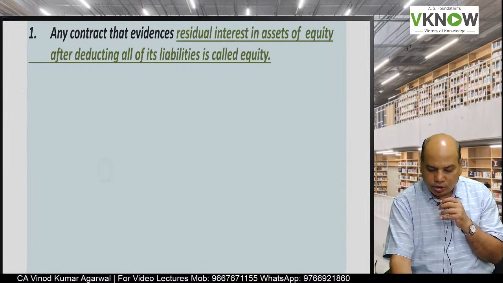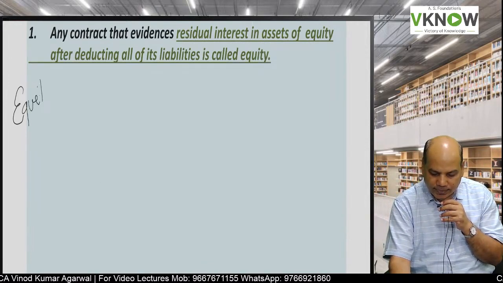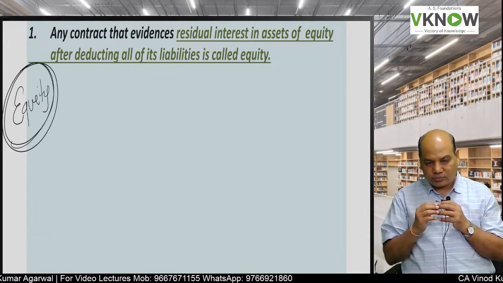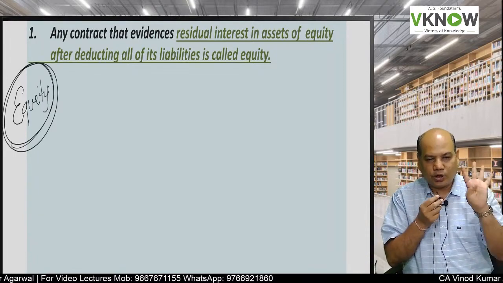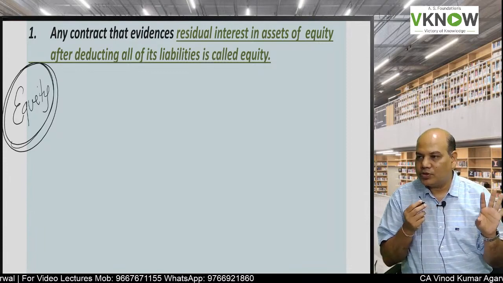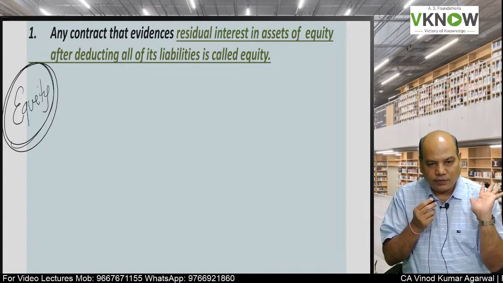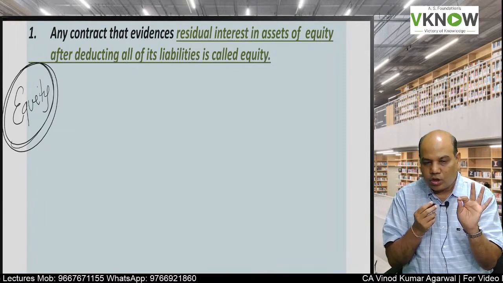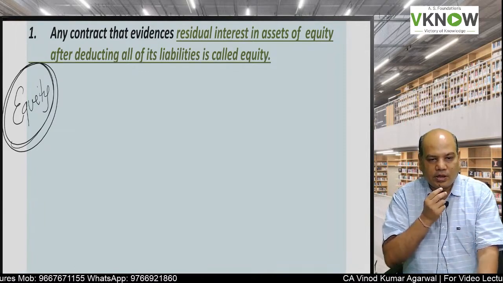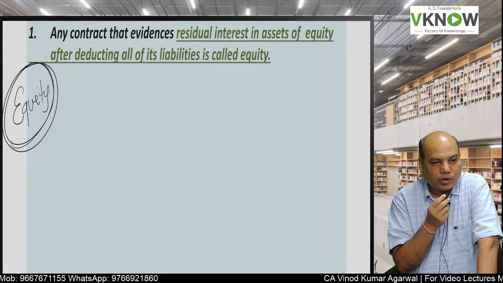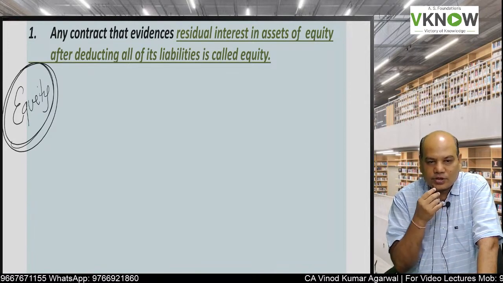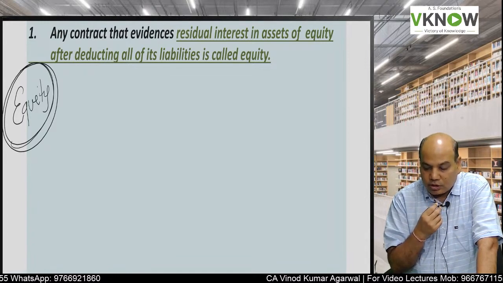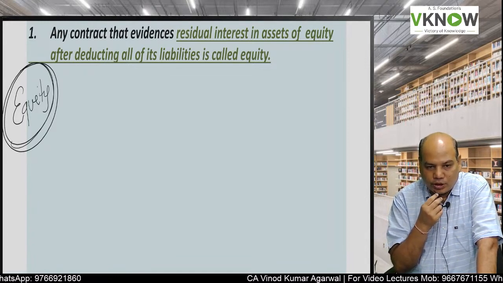Now, what is the meaning of equity? We have seen financial liability, 4 elements are there. We have seen some special cases of financial liability. We have seen financial asset, there are 6 elements. More about financial asset in another standard, Ind AS 109. Now next is the definition of equity.